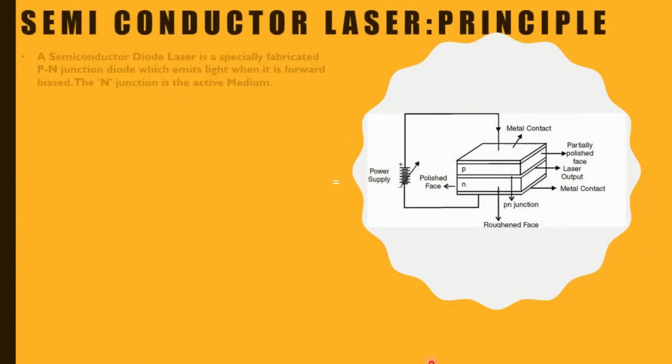So this is the diagram, and it states that a semiconductor diode is a specially fabricated PN junction diode. What does it mean? It means this is a PN junction diode which, whenever it is forward biased, will emit light. So that is a semiconductor diode laser, and this PN junction is the active medium.